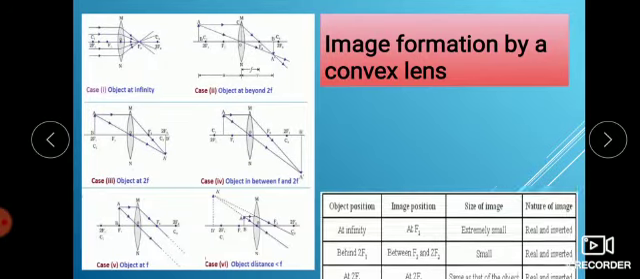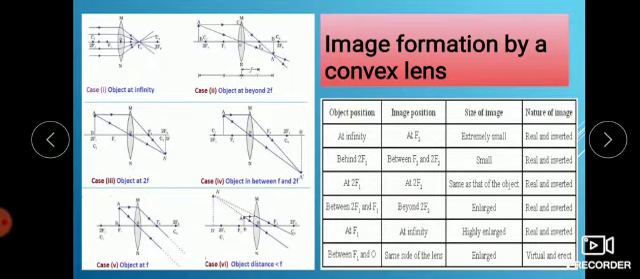So now let's learn the image formation by a convex lens. Here again, the same table that I told you in case of a mirror applies. So same order, try to practice and relate to the mirror. In case of a convex lens, I said you're going to have 6 positions.